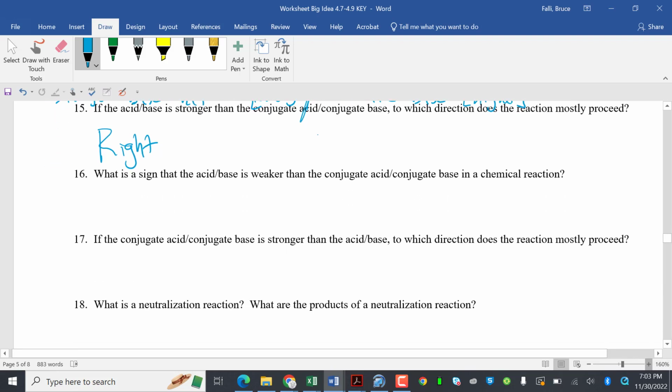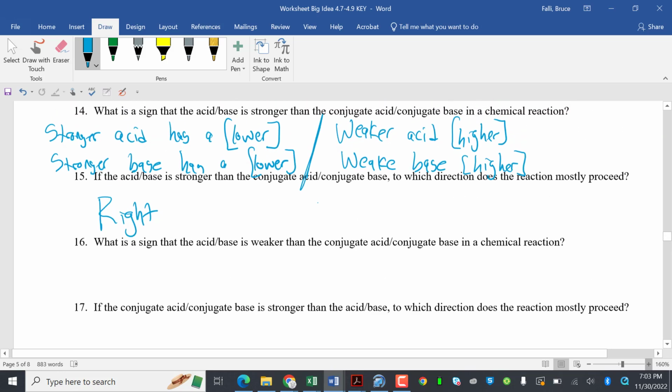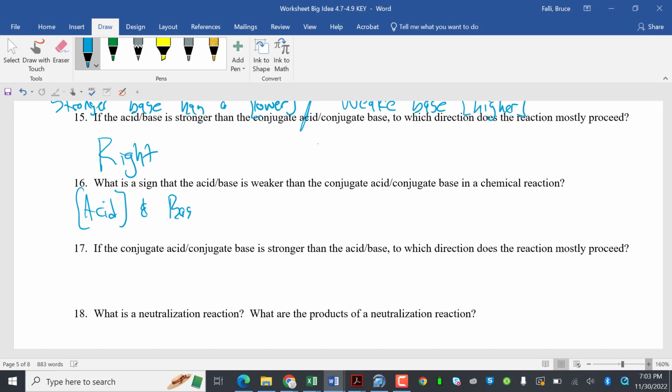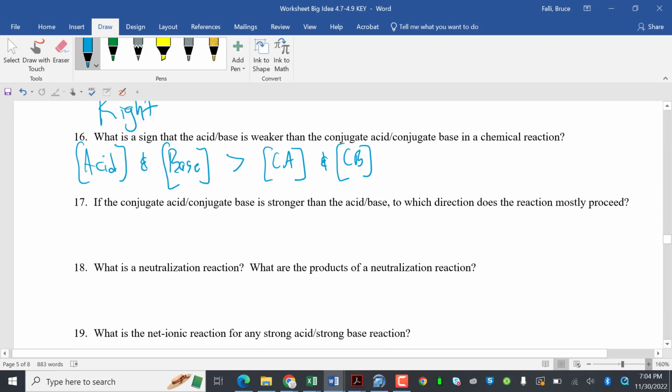What is a sign that the acid base is weaker than the conjugate acid base? Didn't I do that already? Oh, but stronger. So if it's weaker, that would mean, oops, that's what I get for trying to keep writing, the concentration of the acid and concentration of the base is greater than the concentration of the conjugate acid and the conjugate base. If the conjugate acid base is stronger than the acid base, which direction does it mostly proceed? It would be left.